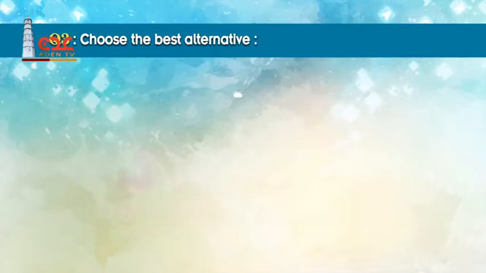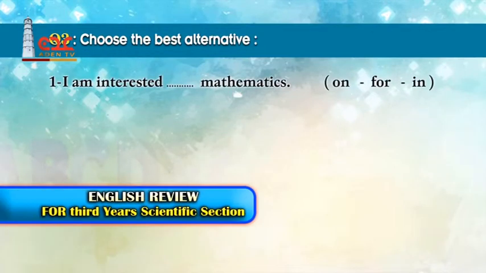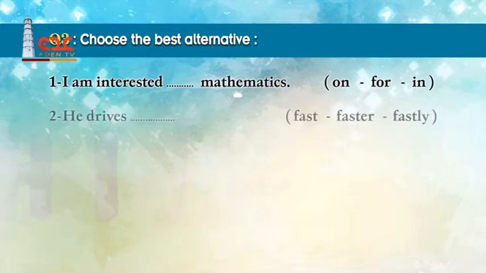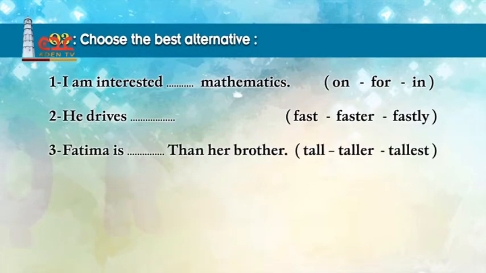Now we are talking about question number 3. Choose the best alternative. Number 1. I am interested space mathematics. Choose on, for, in. 2. He drives space: fast, faster, fastly. Number 3. Fatima is space than her brother: tall, taller, tallest.